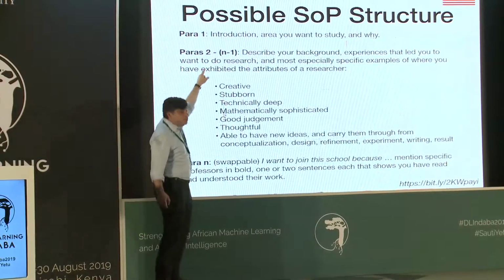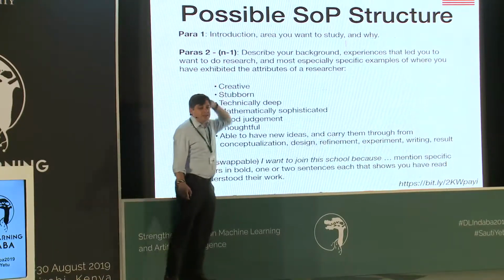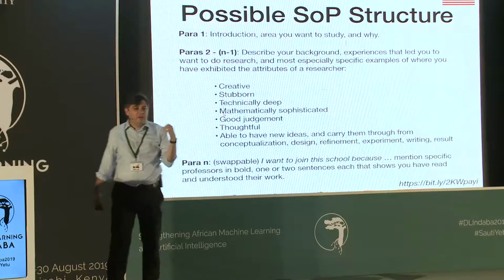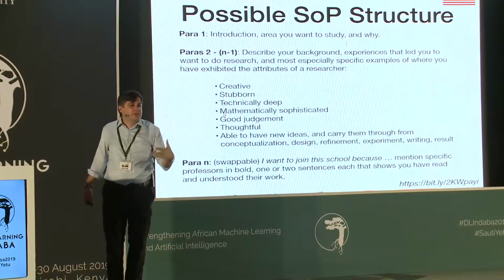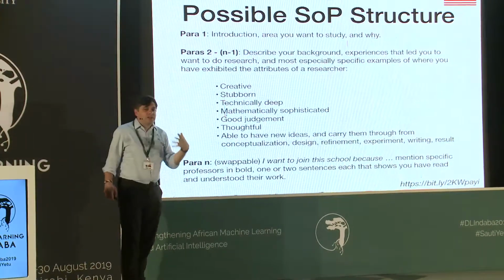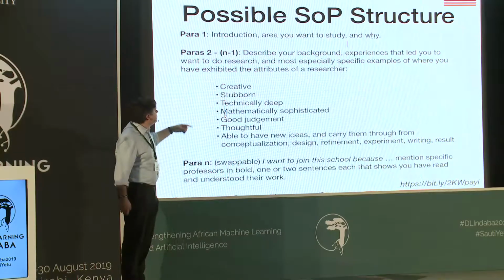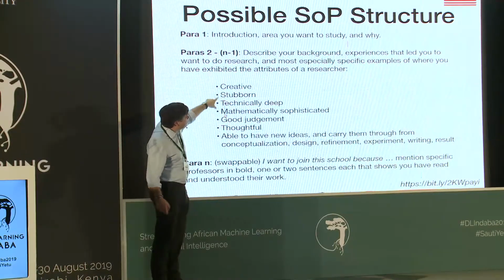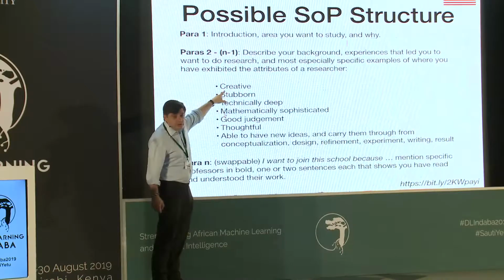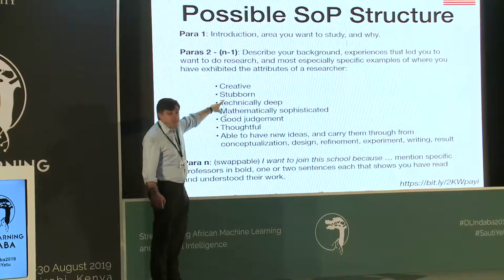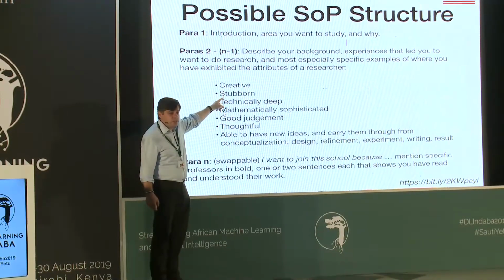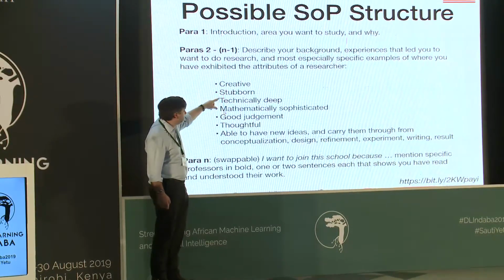And then paragraphs 2 to n-1 have explicit, concrete examples of me doing things that illustrate that I could be a good researcher. So these are sorts of keywords that I like to think about. Good researchers are creative, they're stubborn. Stubborn should be number 1, actually. Stubborn is the number 1 attribute of a successful researcher.